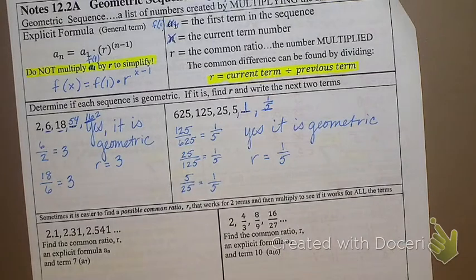Okay? Kind of get it? So that's how you determine if it's geometric. That's the first part of your quiz, right? Determine if it's arithmetic or geometric. Little hint there. If your only two options are arithmetic or geometric, if it's not arithmetic, then it is geometric.